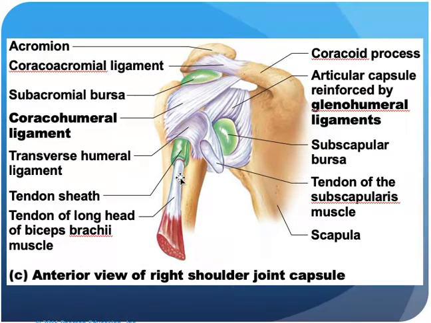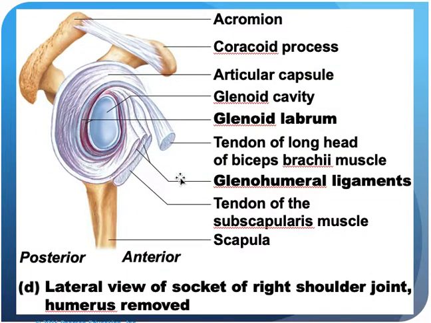And here is a picture if, again, we took the humerus out and we were just looking into the socket of your shoulder. I get a good look at this glenoid labrum. That kind of makes that pocket a little bit deeper, but again, it's still really shallow. And I like this picture a lot because it shows me that the coracoid is a little more anterior, and the acromion is a little more posterior.